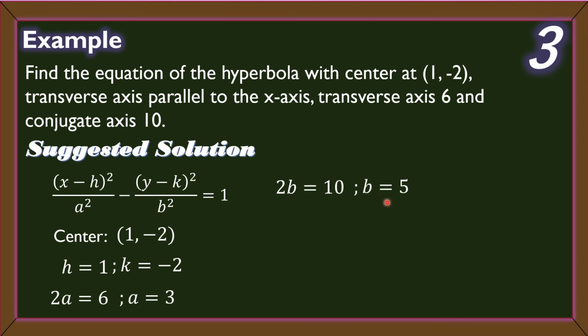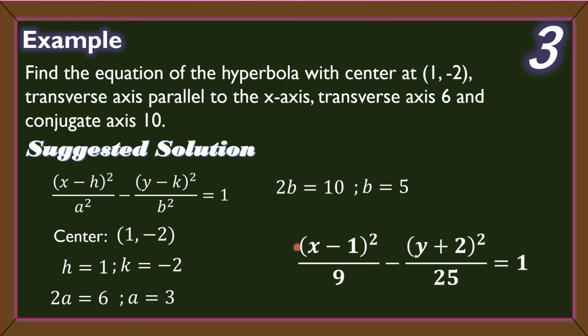Now we're going to substitute h equals 1, k equals -2, a equals 3, and b equals 5 to the standard form of the equation of the hyperbola. Thus, we will get (x - 1)^2/9 - (y + 2)^2/25 = 1.